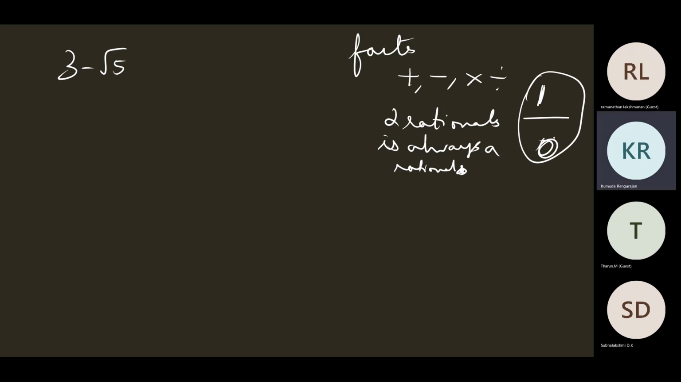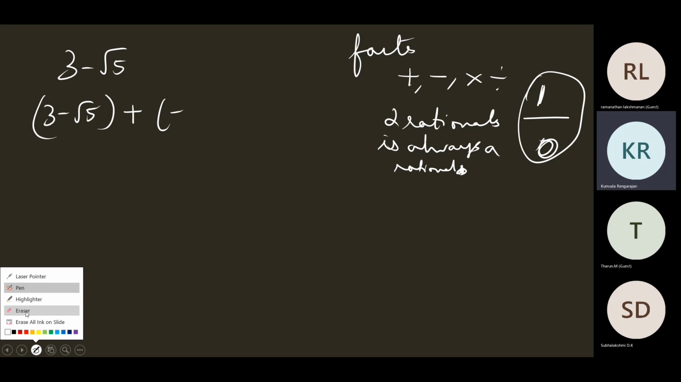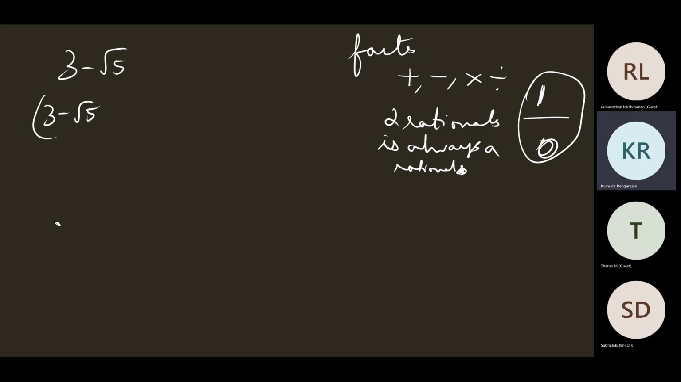Otherwise, when you consider two rational numbers or two integers, their sum, difference, product, and quotient is always rational. So you can also prove by this fact. So 3 minus root 5. You're adding minus 3, or you can subtract 3, whatever. You can subtract.